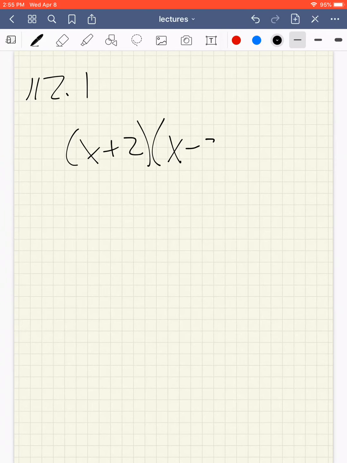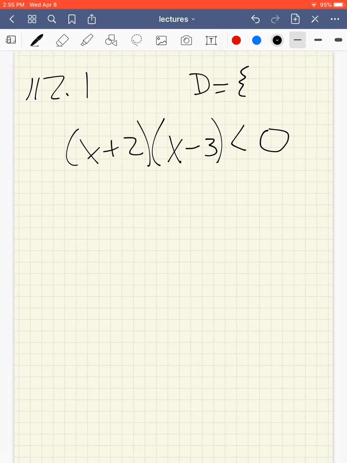Good morning. We're on lesson 112, and when I taught lesson 110, I told you the procedure for solving the problems in 112 would be exactly the same, and that is the case. So if you look at 112.1, this says x plus 2 times x minus 3, and they've already factored it for us, that's nice, is less than 0.